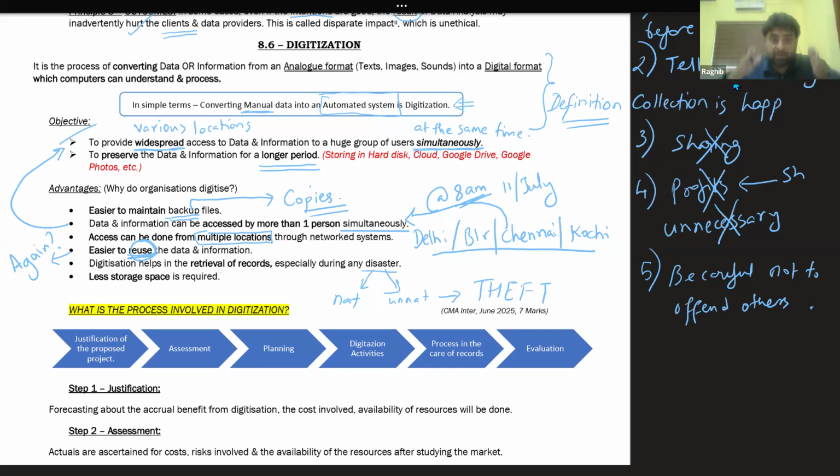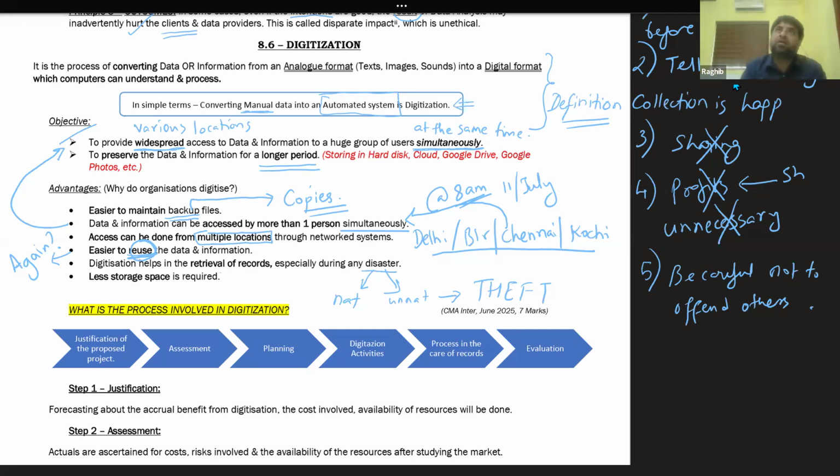Even if you copy these many files and adjust them into the computer, it will show that only 2.25 GB has been used, or 0.25 MB has been used. So again, this much storage space will be needed. This is one of the biggest advantages of digitization: storage space is very, very less if we digitize the data. So we can store various data in a very small amount of space. These are the digitization advantages.